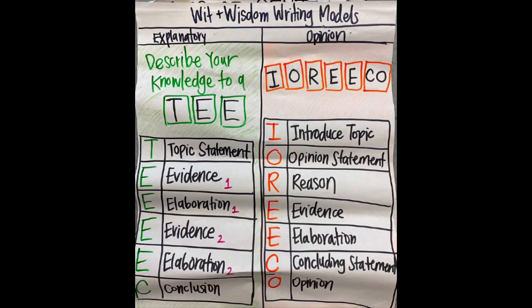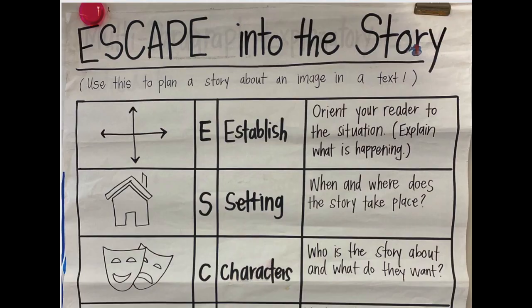As a review, these are the writing models that we have learned so far in third grade: Describing Your Knowledge to a T when writing explanatory pieces, and Iorico for opinion writing. So we're going to use Escape into the Story to plan a story about an image in a text. Today we're only going to focus on the top three first: establish, setting, and characters, ESC.